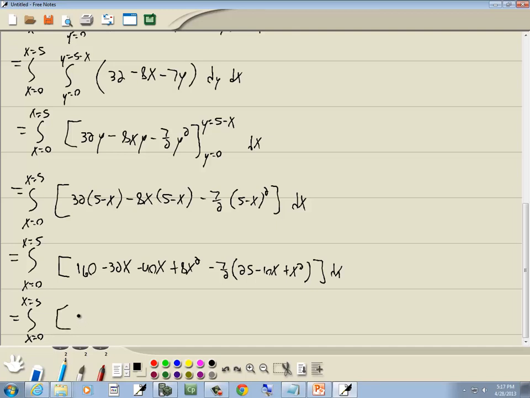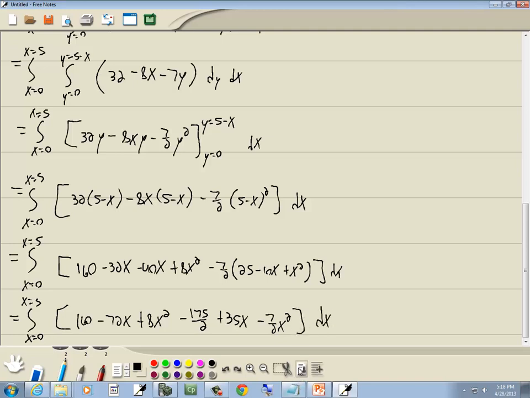Okay, so we got 160. Negative 32 minus 40 is negative 72x plus 8x squared. 25 times 7 is 175, so negative 175 over 2. Negative times negative is positive. 70 over 2 is 35x. Negative 7 halves times x squared is negative 7 halves x squared dx.